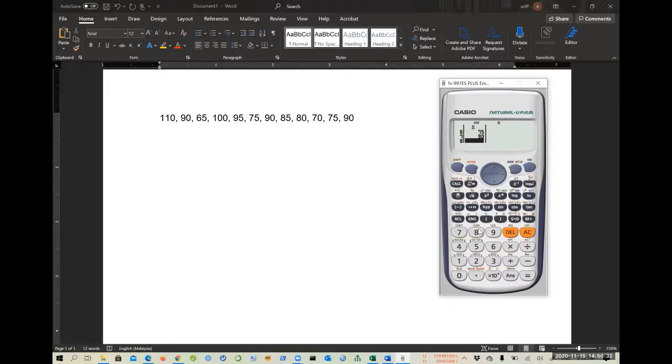equal, 85, equal, 80, equal, 70, equal, 75, equal, then 90, equal. Okay, so now you are done with entering the data. So you have 12 data set here. You have 12 data.